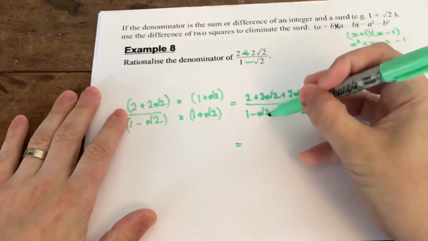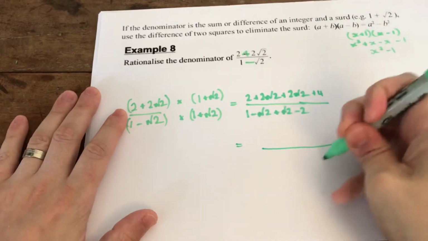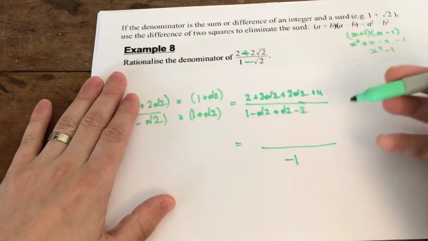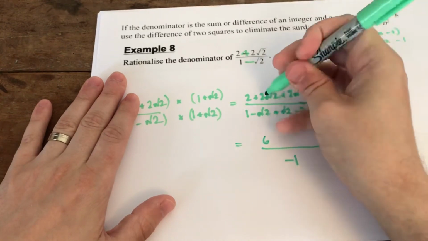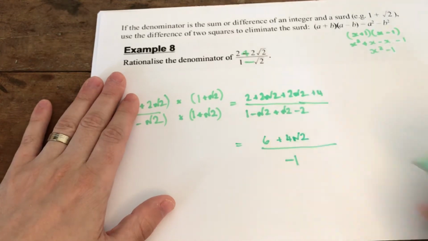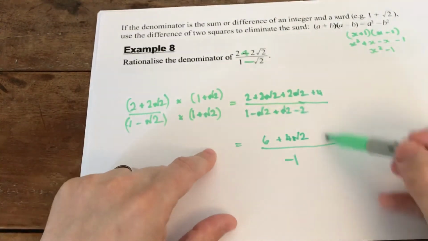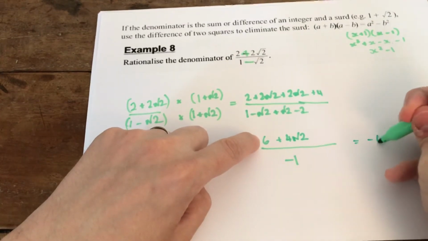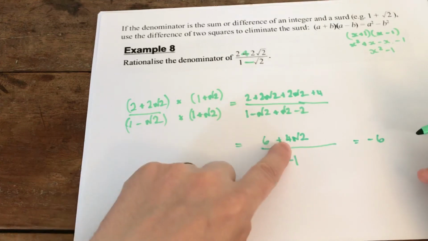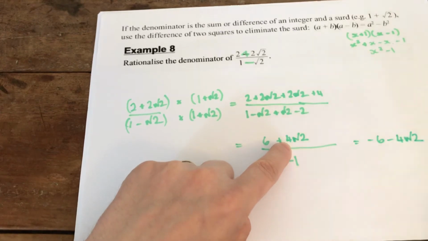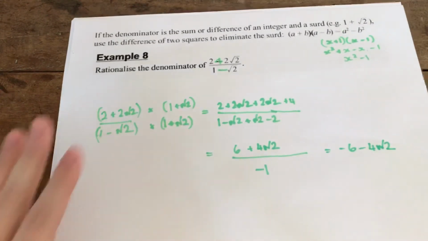What we can then do is these cancel out and we can simplify our top and our bottom line. And that gives us minus 1 on the bottom. On our top line, when we simplify this, 2 add 4 is 6, 2 root 2 add 2 root 2 is 4 root 2. Now, when we divide each of these by minus 1, all that happens is our signs change. So positive 6 becomes minus 6, plus 4 root 2 becomes minus 4 root 2. And that is our final answer. And that's all we have to do now.